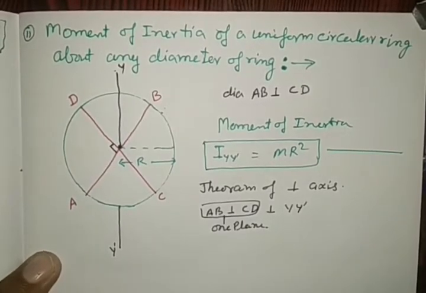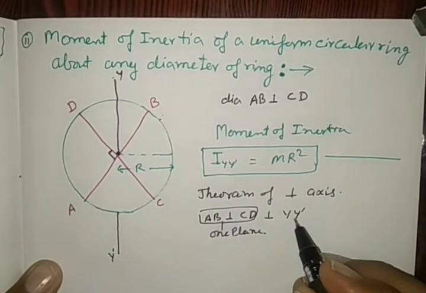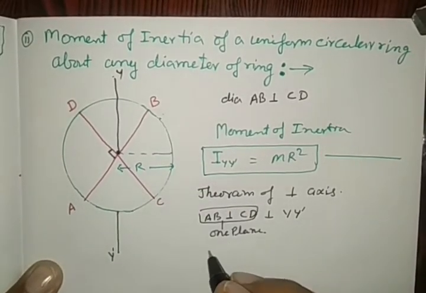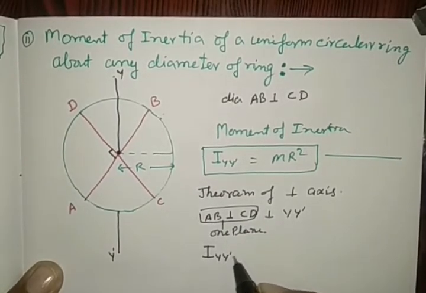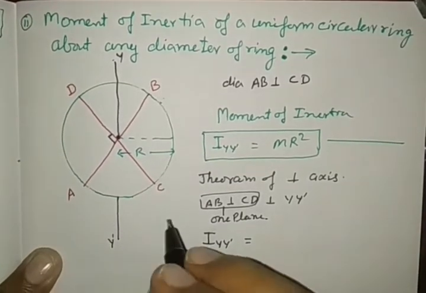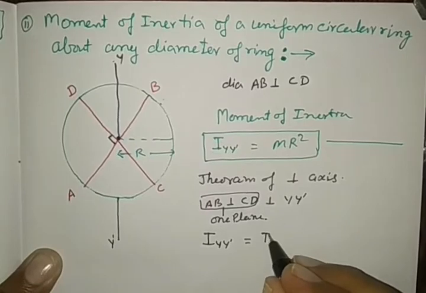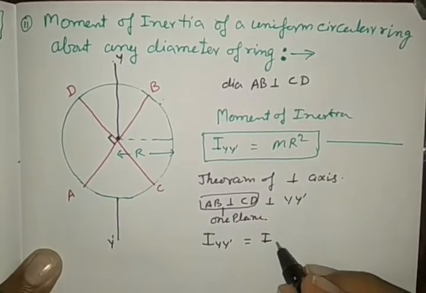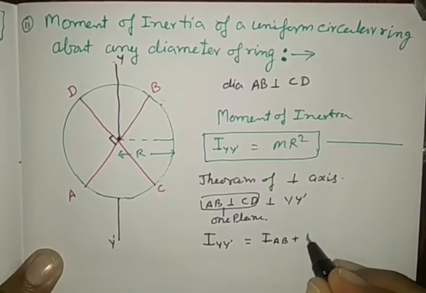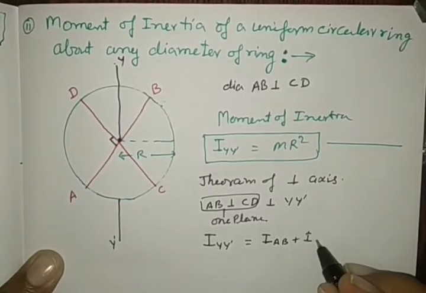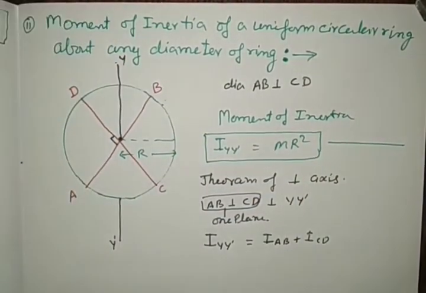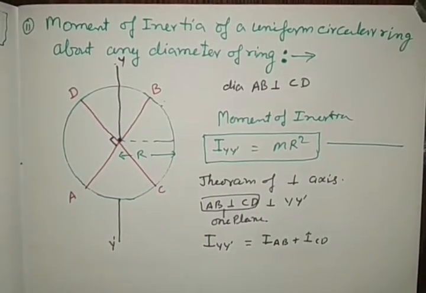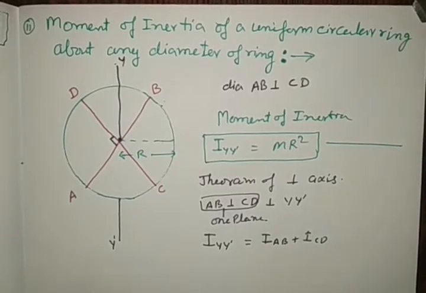See very carefully. By applying the theorem of perpendicular axis, we can obtain the moment of inertia of this circular ring around the y' axis, which is equal to the sum of the moments of inertia about two perpendicular axes, about AB plus about CD. Both lie in the same plane. The sum of both is equal to the moment of inertia around the perpendicular axis passing through in the different plane. Iz is equal to Ix plus Iy.